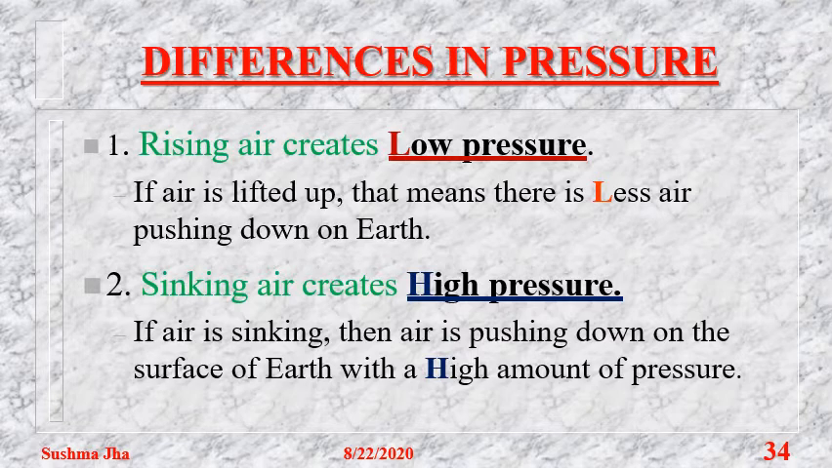Now talking about differences in pressure, rising air creates low pressure. If the air is lifted up, that means there is less air pushing down on the earth. Another case is sinking air creates high pressure. If the air is sinking, moving down, then the air is pushing down on the surface of the earth with a high amount of pressure.